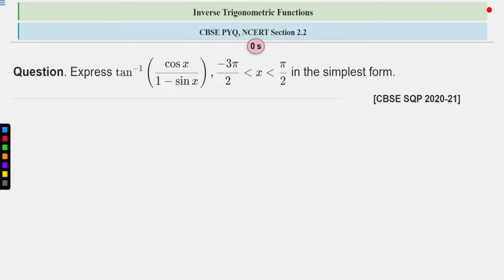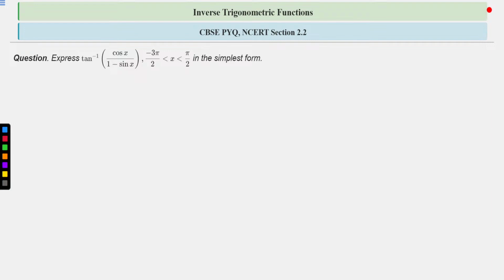Okay, let us move to the solution part. We have to basically express tan inverse cos x upon 1 minus sine x, when x belongs to minus 3 pi by 2 to pi by 2, in the simplest form, right? So the correct answer will be pi by 4 plus x by 2, right? Correct answer will be pi by 4 plus x by 2. Let us see how.